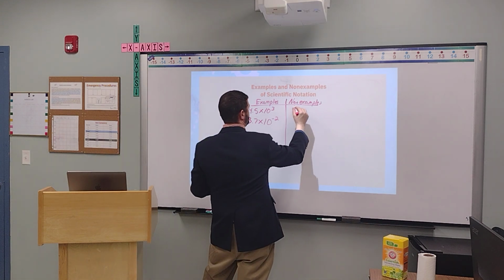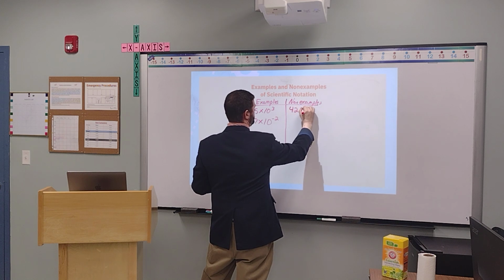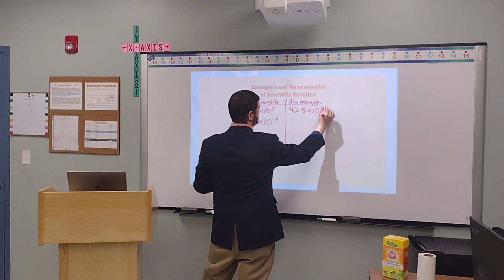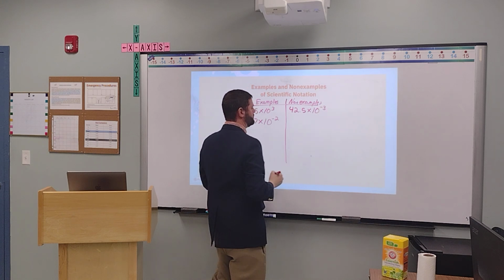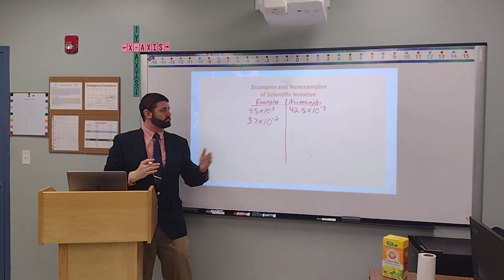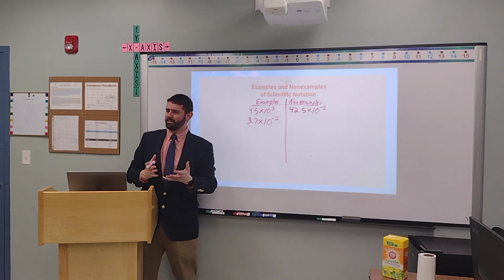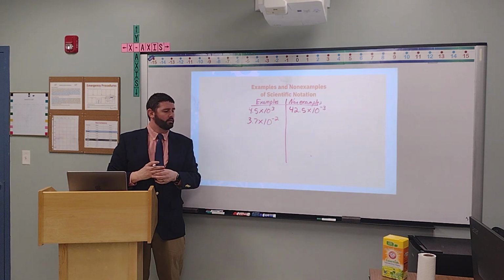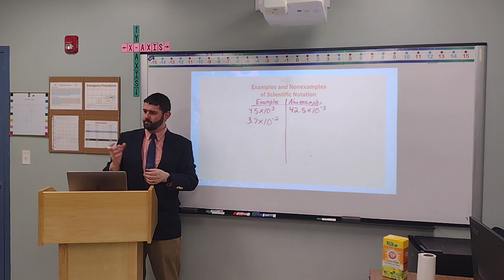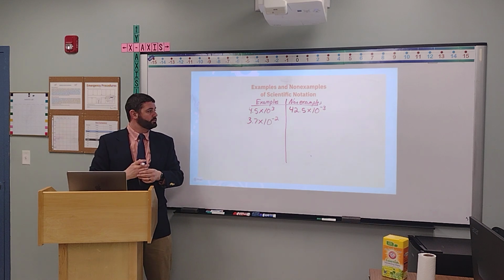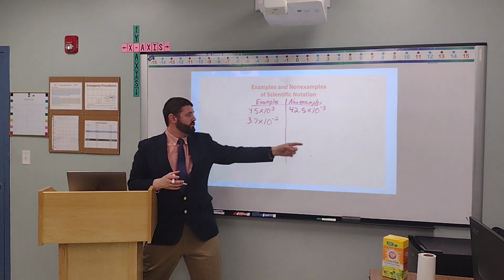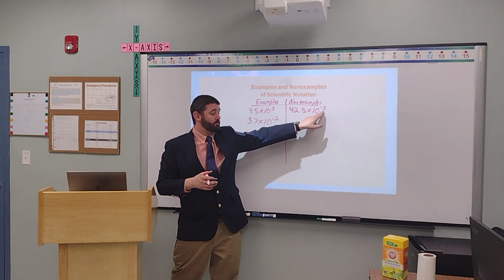What if we had 42.5 times 10 to the negative third power? What's wrong with this number? Why is that not scientific notation? What do you think? Thomas? Well, so you say a negative exponent is the problem, right?